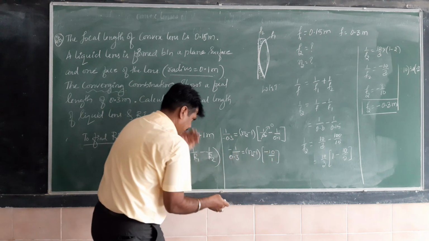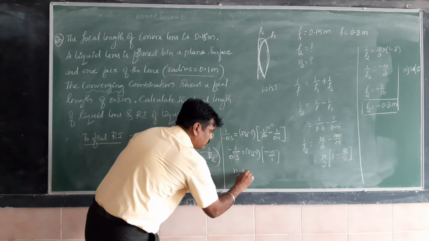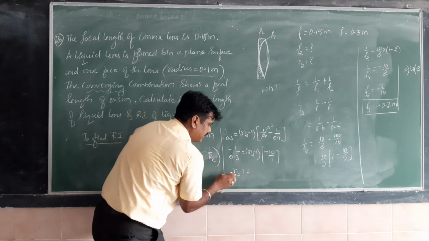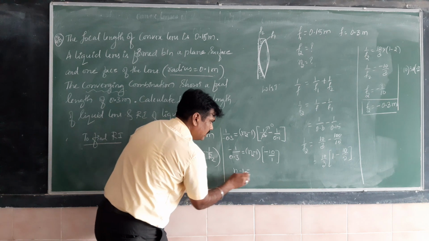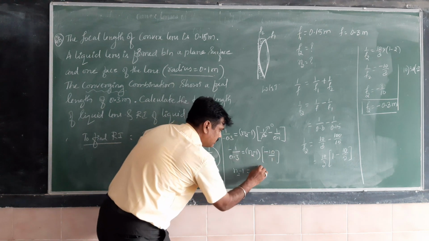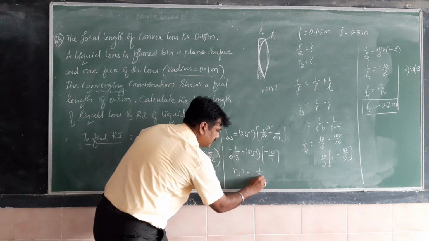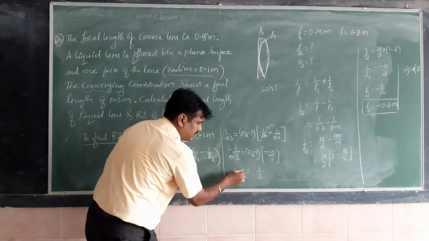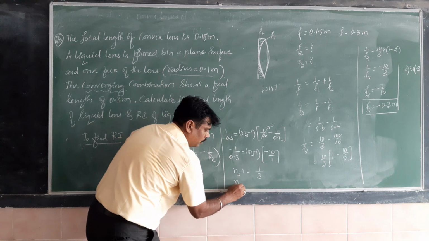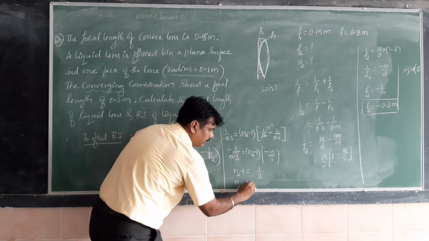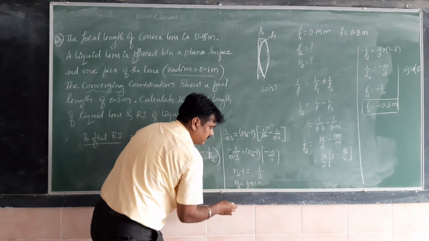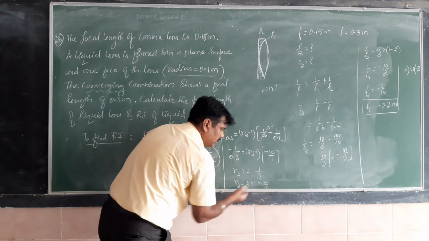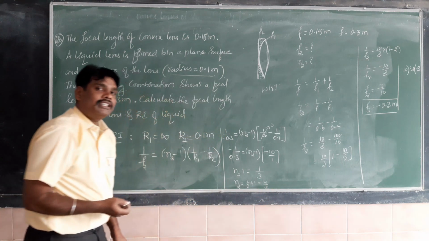Now take the cross multiplication. N2 minus 1, the minus cancels. Cross multiplying, N2 minus 1 comes here. It is 1 divided by 10 into 0.3, which is 3 only. So then for N2, you transfer 1 to the right hand side. N2 is equal to 1 by 3 plus 1, which is 4 by 3. See, 4 by 3 means it is water.